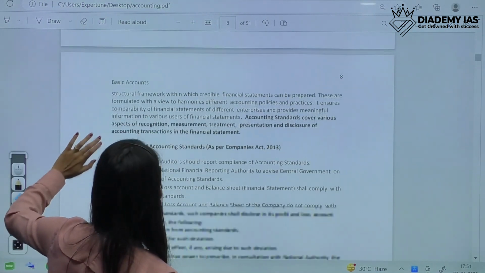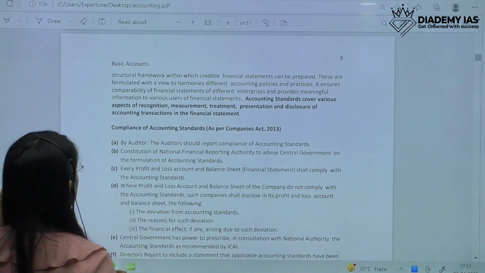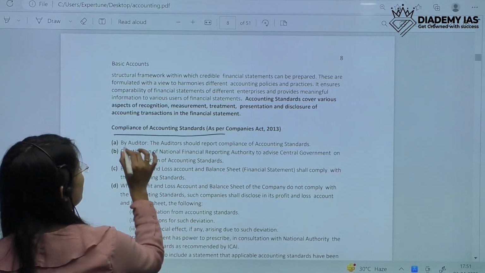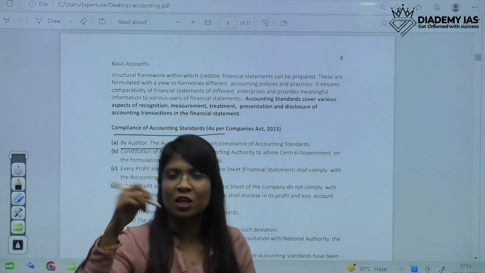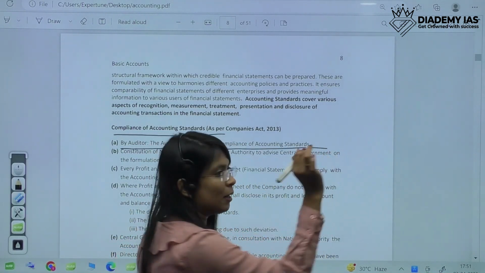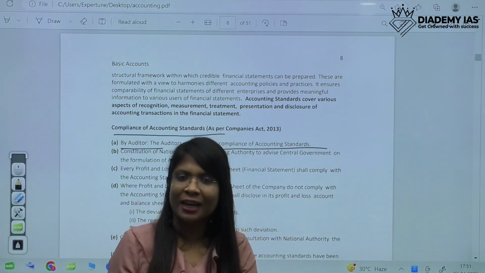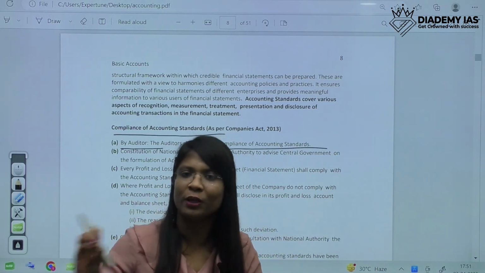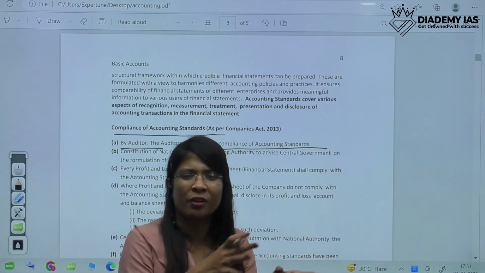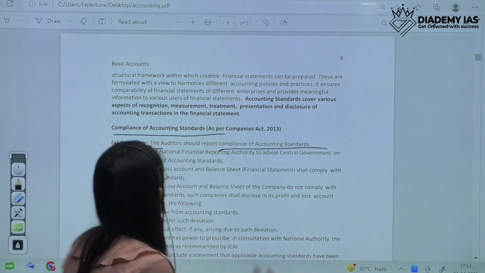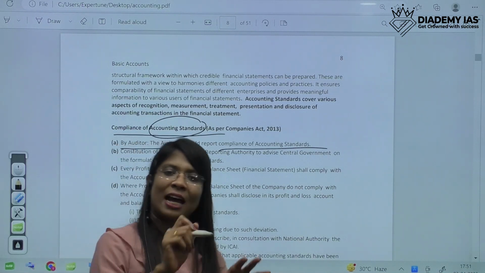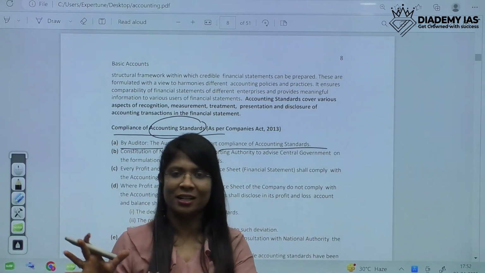So first of all, compliance of these accounting standards. Who needs to comply with these accounting standards? Accounting standards need to be complied with by the auditor. The auditor has to report in their accounting books that, okay, these accounting standards have been complied with. If any auditor says that accounting standards have not been complied with, then it's not a good report. Then it's a qualified report, and that qualified report is not a good report. So these accounting standards have to be mandatorily complied with, and auditors have to say that in their books.